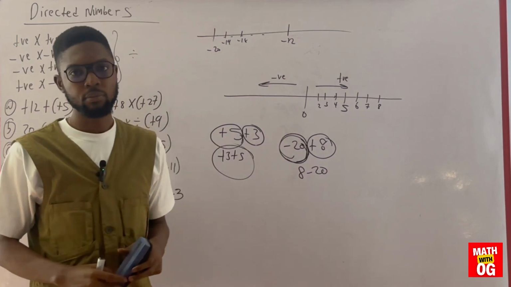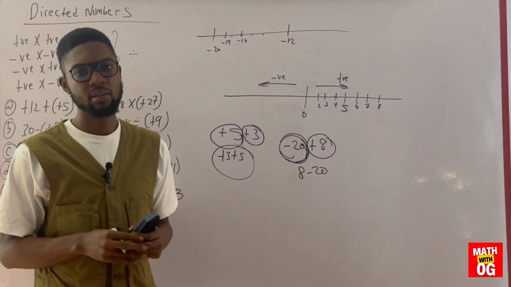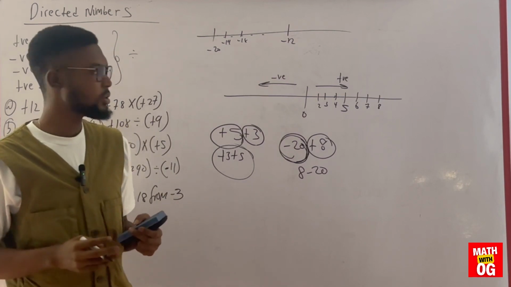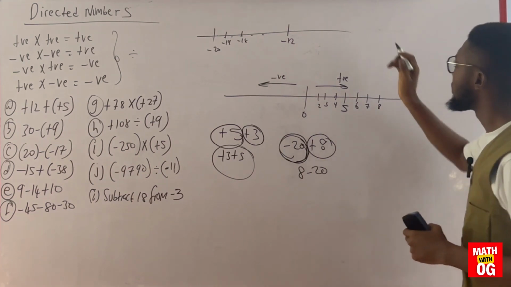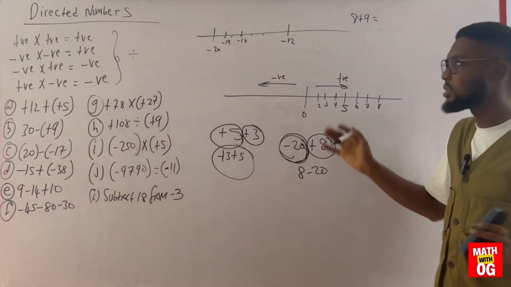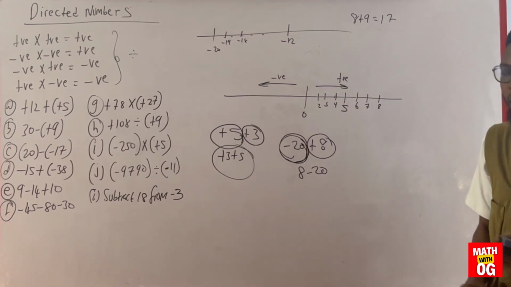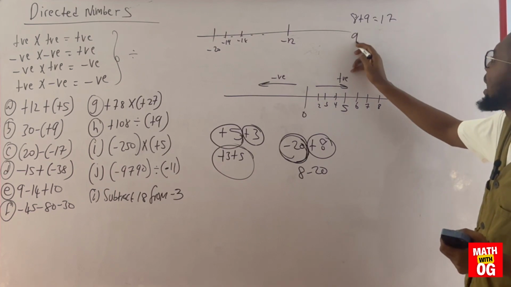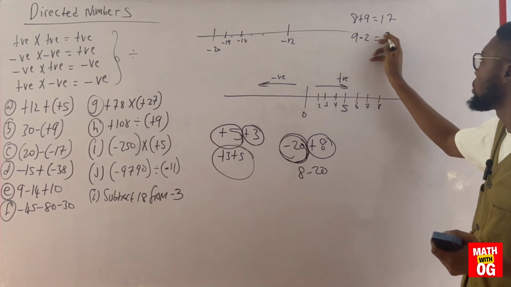which will be negative 12. So what is the shortcut for getting your answers? So let's look at this. If you are given a question like this, 8 plus 9, it is obvious we all understand this. 8 plus 9, add it together, it should give you 17. If you are given a question 9 minus 2, it is obvious we all understand this, and this will give us what? 7.